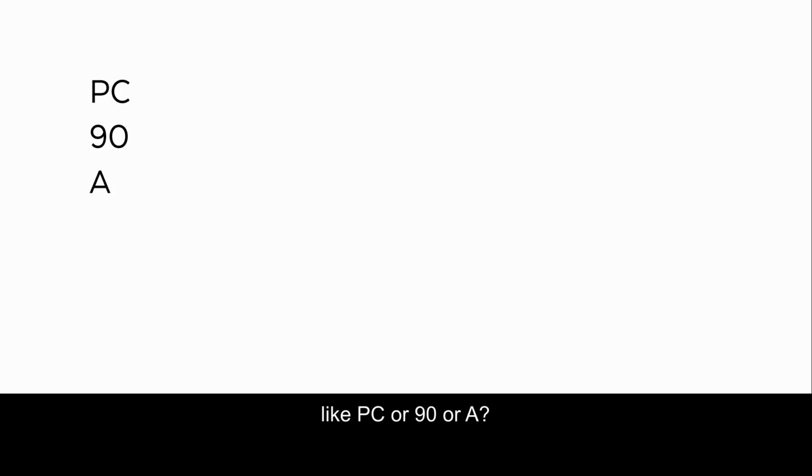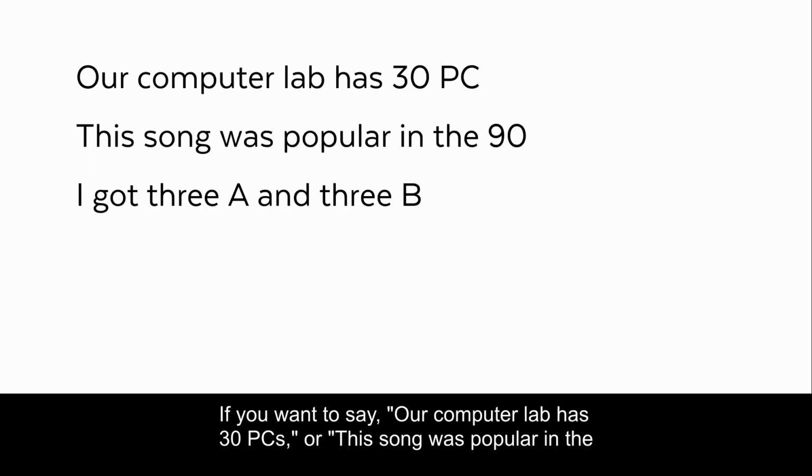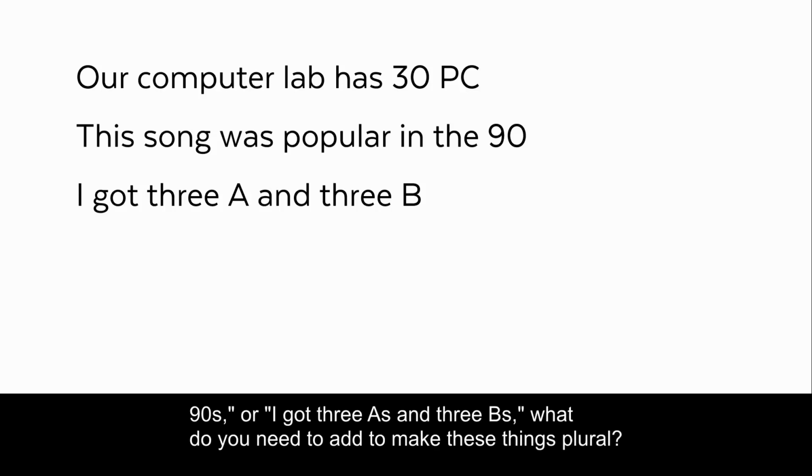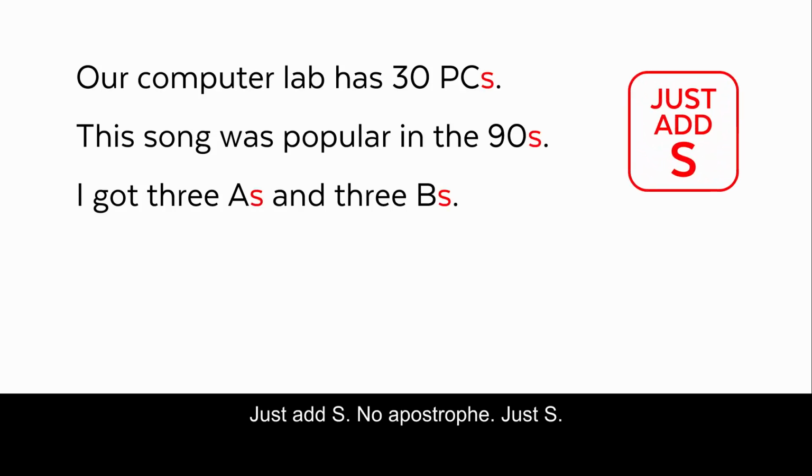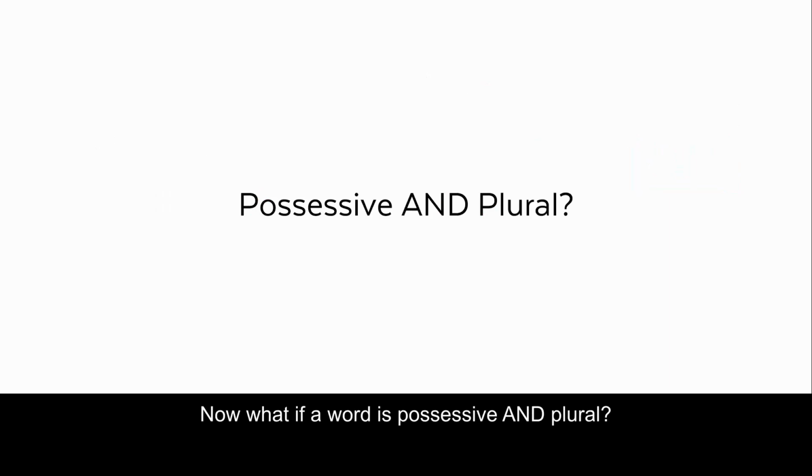What about when you're using abbreviations, acronyms, numbers, or letters like PC or 90 or A? If you want to say, our computer lab has 30 PCs, or this song was popular in the 90s, or I got 3 As and 3 Bs, what do you need to add to make these things plural? You guessed it, just add S. No apostrophe, just S.